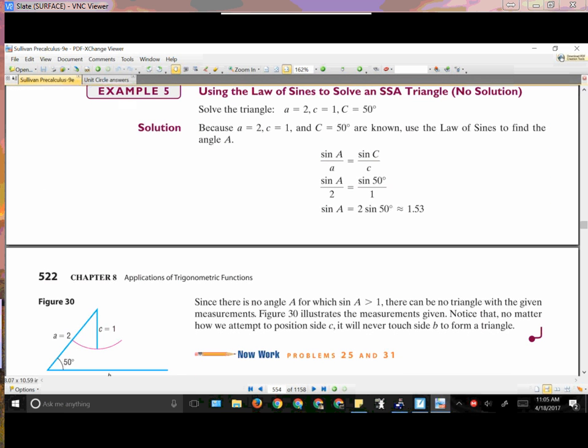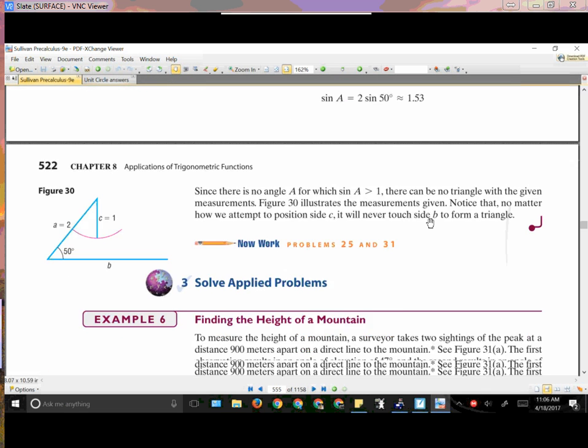Sometimes when you set this up, you're going to find that there is no possible solution. The reason why is you're going to get a value over here that's greater than 1, and you can't do an inverse sine on anything that's bigger than 1, because inverse sine only lives between 1 and negative 1.